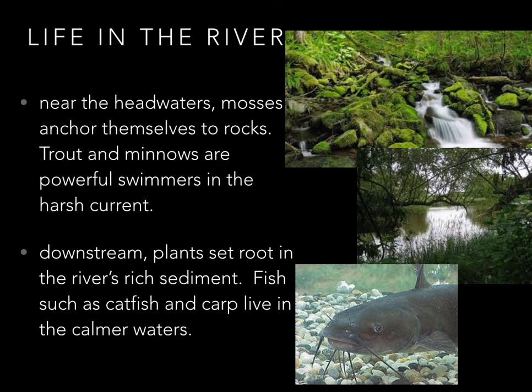But downstream, we're going to have more plants because they can set roots and they're not obstructed by the current of the river flow. And then the river is rich in sediment because we have these flowing rivers through the mountains and through the rocks, and then it kind of settles down at the base of the stream or river. And fish such as catfish and carp live in these calmer waters.